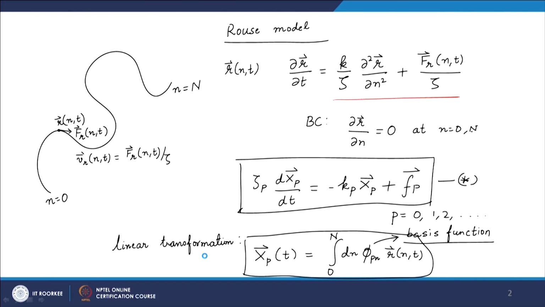So, just to conclude, we have now obtained the basis function phi_p(n). Using that, now I can get the solutions x_p, which will then be used to solve the ordinary differential equations that I have written, the star here, and by solution of those equations we can get the solution of the Rouse model. So, we continue from this point in the next lecture.